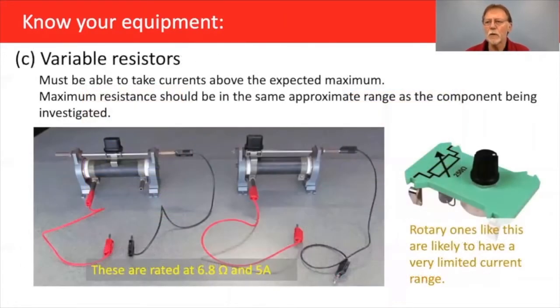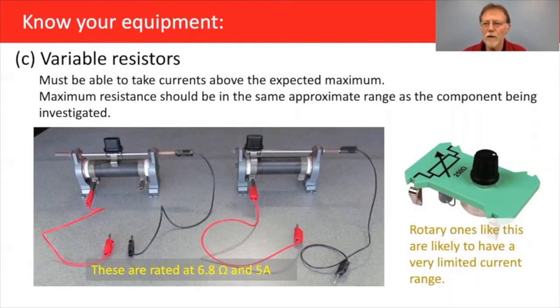Variable resistors, also known as rheostats, are used to provide fine control of potential difference and current in a circuit. When choosing one for use in a circuit, firstly, it must be able to take currents above the expected maximum in the investigation. The ones on the left use a coil of resistance wire and are generally capable of taking a current of several amps.